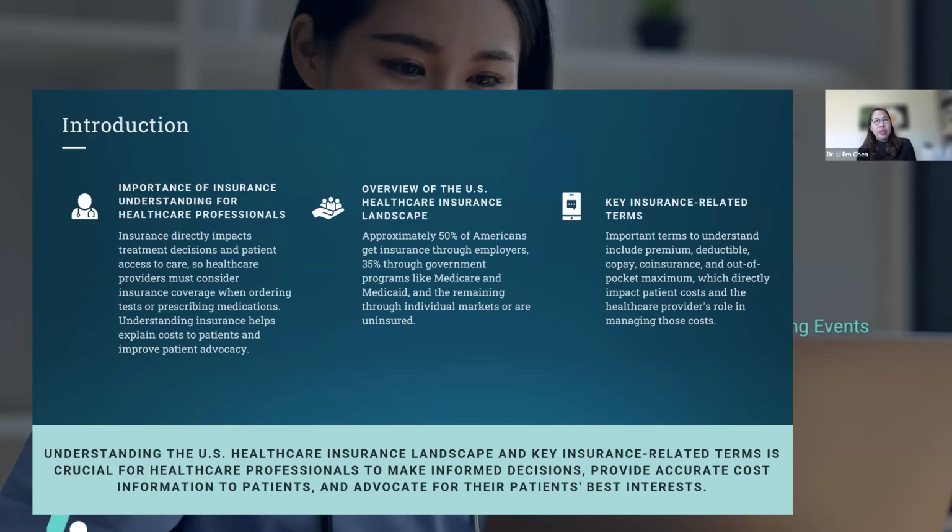And the last thing on this slide, but we're going to spend a whole slide talking about this, is the key insurance terms because these are very, very confusing. Terms like premium, deductible, copay, coinsurance. I mean, there are five very important terms and they all mean something completely different. And so we're going to spend some time going over that because these cause a lot of confusion for a lot of people.